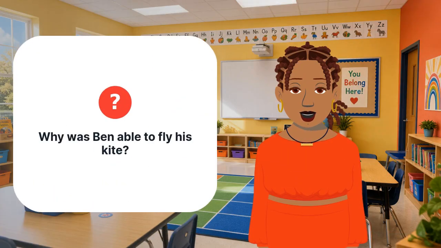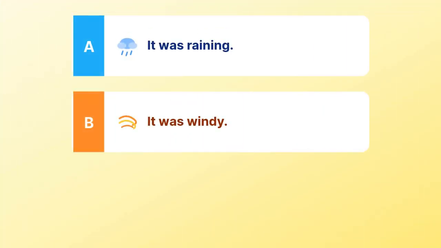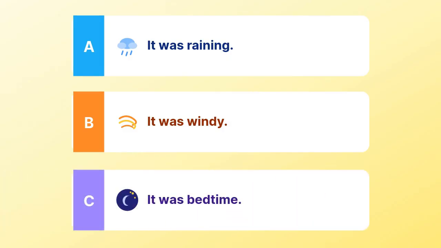Here is our comprehension question. Are you ready? Why was Ben able to fly his kite? Let's use our strategy to figure this out. Look at these 3 answer choices. A. It was raining. B. It was windy. C. It was bedtime. Only one of these is something we can prove with the story. Which one do you think it is?